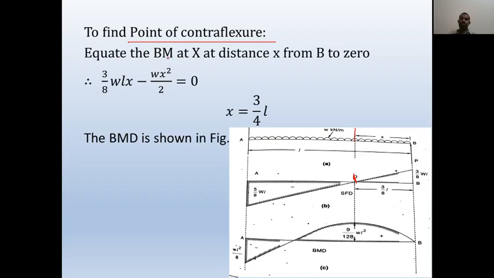So therefore, let us equate the bending moment equation at x to 0 for this particular equation. Here 3 by 8 WL minus... that is, 3 by 8 WL is P multiplied by x minus W x square by 2, equated to 0. If you solve for x from this quadratic equation, you will get x is equal to 3 by 4 times L, right? So exactly at a distance 3 by 4 L from point B, we are having a point of contraflexure as shown here.